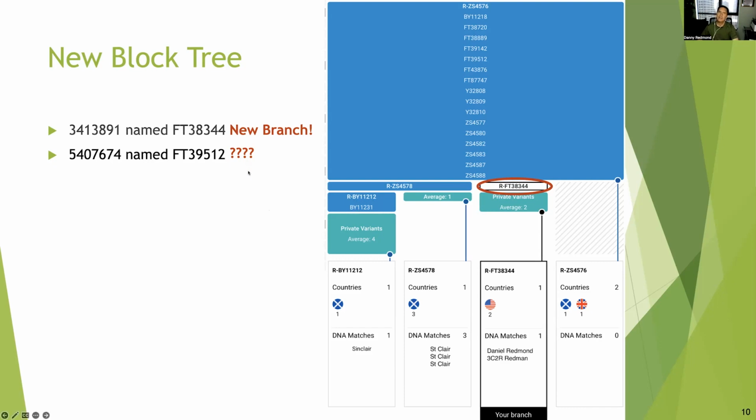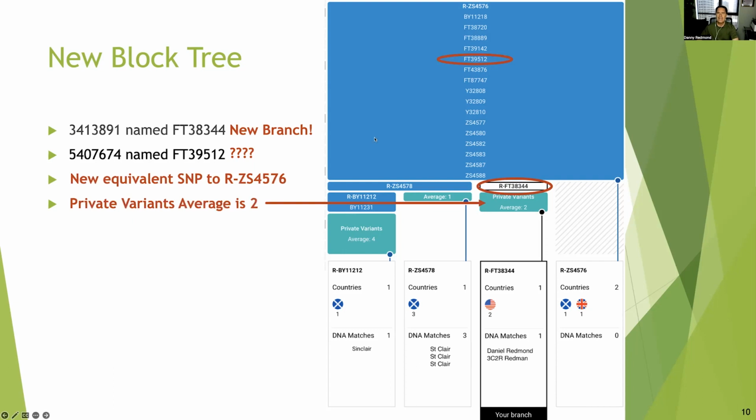But I was missing that. I was like, well, what happened here? Well, they put it way up here with these other SNPs. And that kind of confused me as to why that is. I'll talk about that in a second.